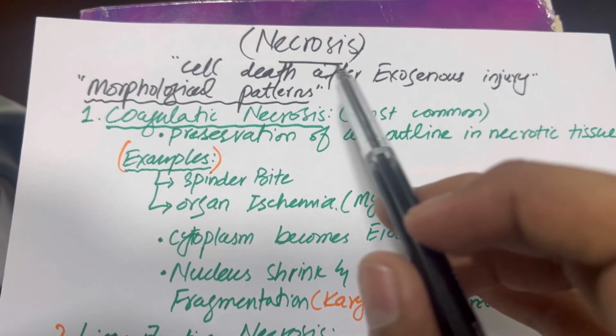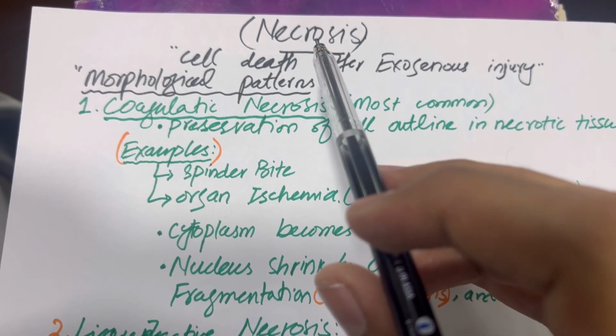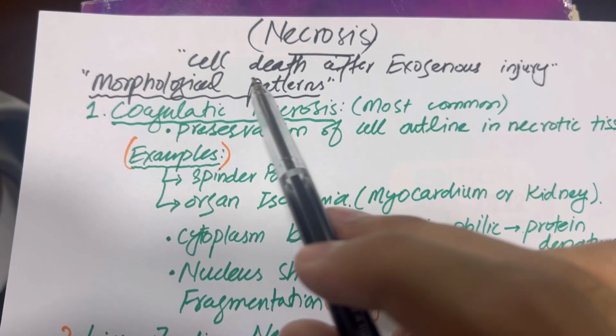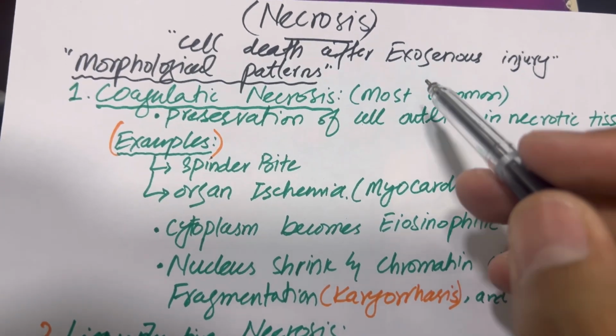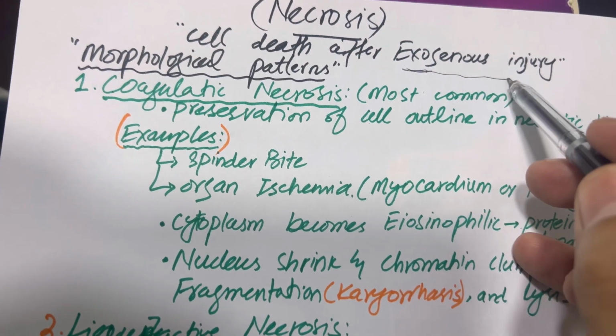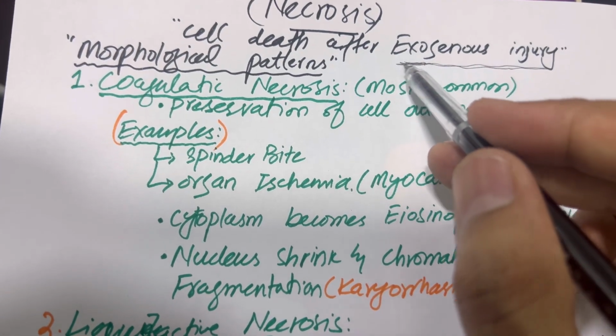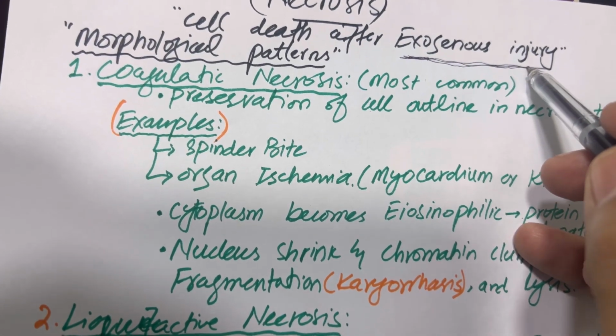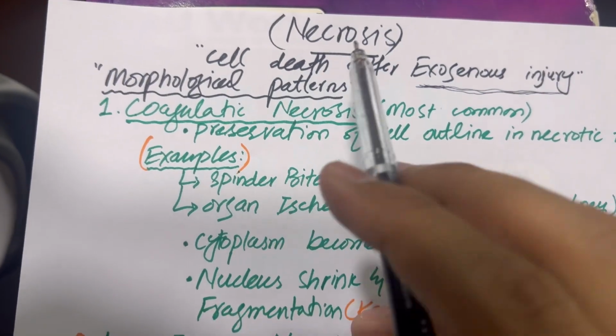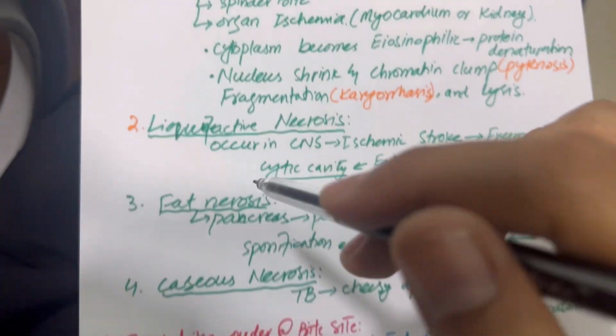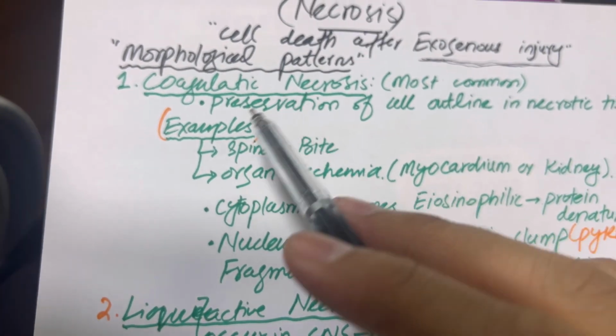So to answer this question, we first have to discuss what necrosis is. It is cell death after exogenous injury. The exogenous injury is important because cell death caused by endogenous injury is apoptosis. Necrosis has four distinct morphological patterns.